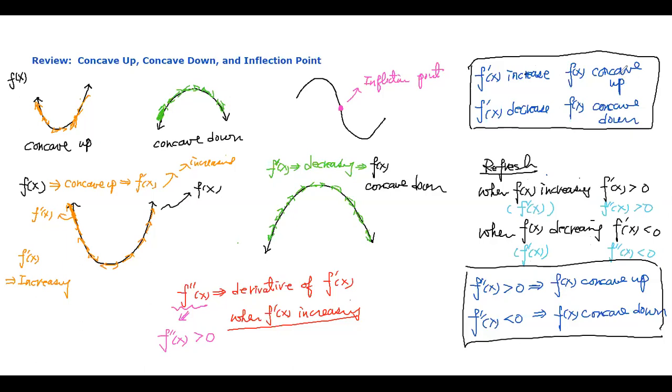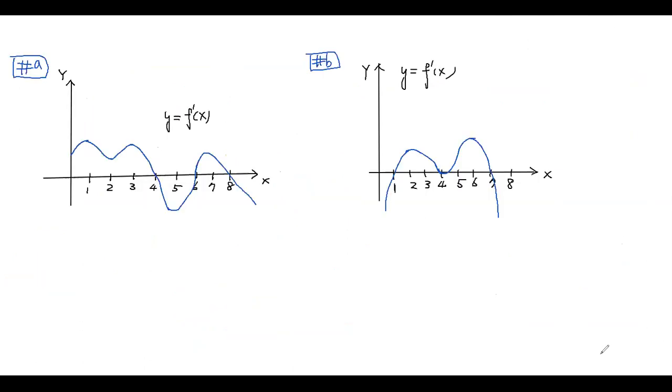So this is very important, right? The relation for f of x, f prime x, and f double prime x. All right. Now if we understand this, then I think it's pretty easy to do our graph here. So let's take a look at problem A here. These functions here are f prime x, right? So we want to see where f of x is concave up or concave down.